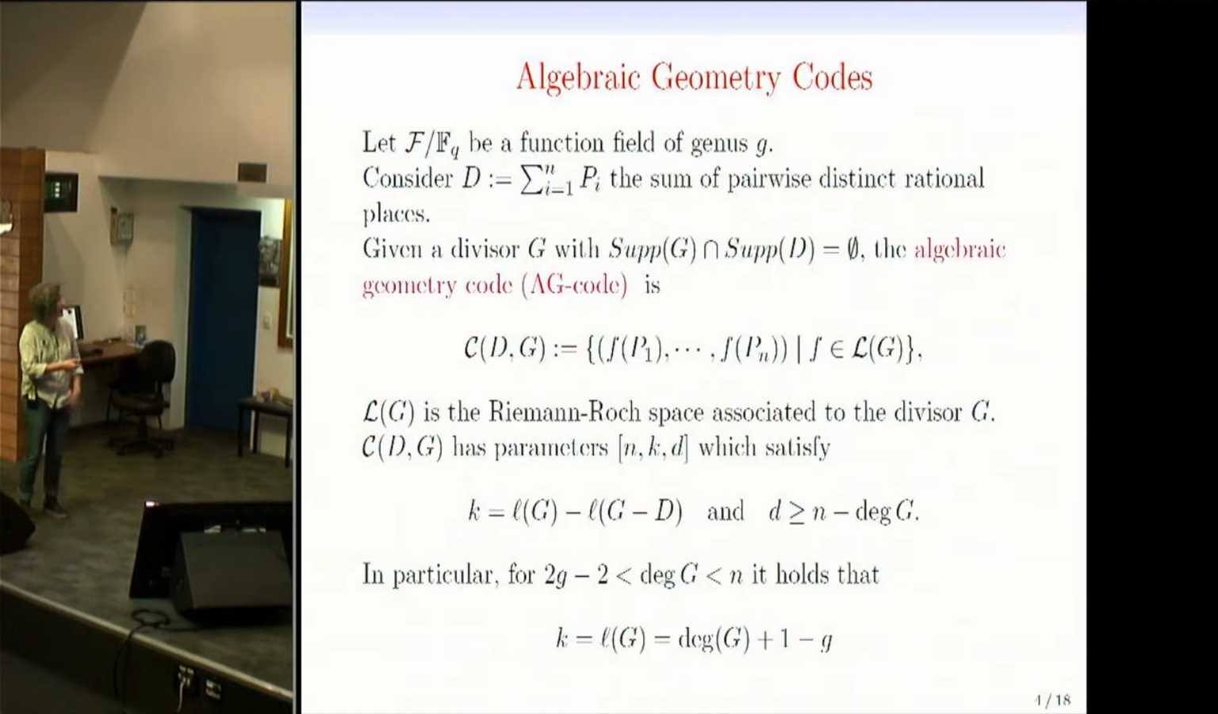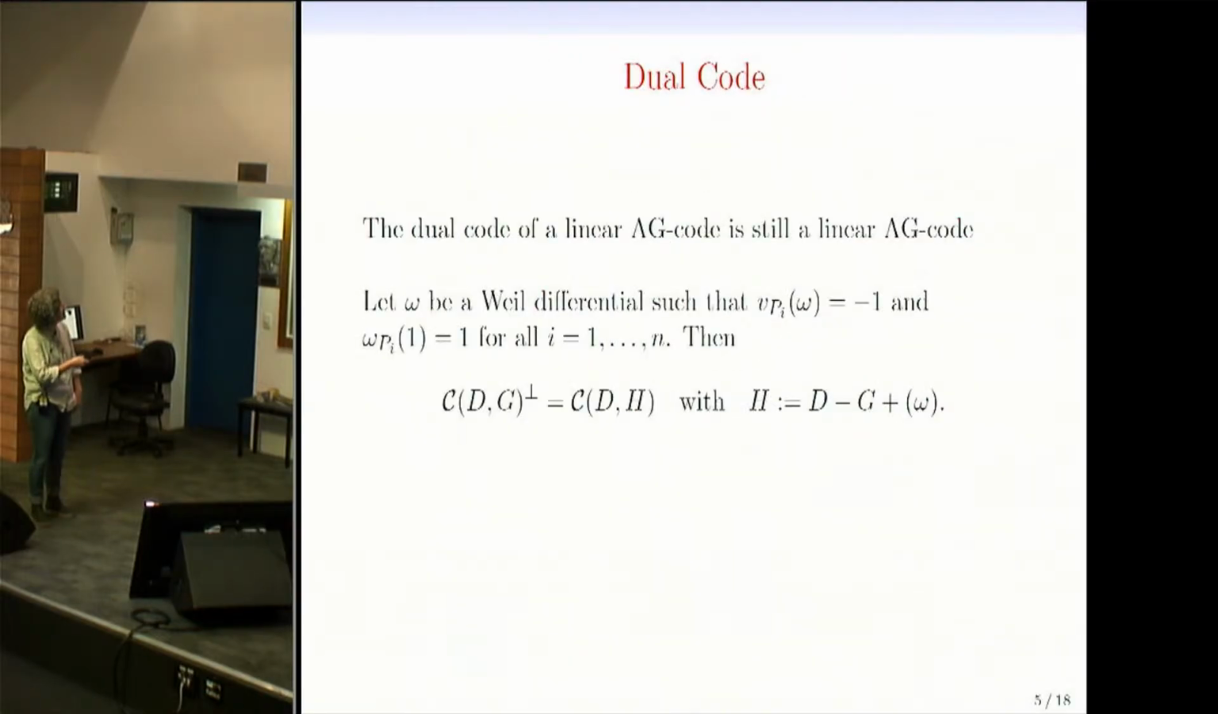Okay, so we can easily see that the dimension of the code is just the dimension of the Riemann-Roch space associated to G minus D, and we also have a lower bound on the minimum distance. AG codes are associated with error correcting codes, and people have been working for 20 years trying to improve this minimum distance. That can be done using codes in 1 point, 2 points, more points. Okay, so we have the codes.